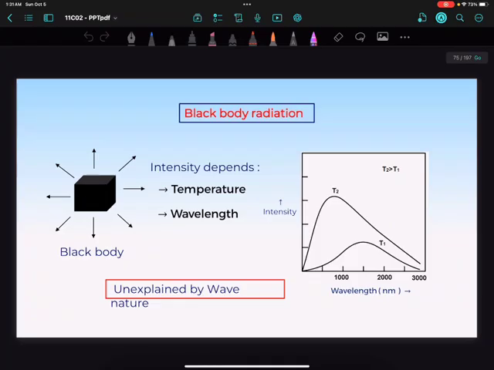Now, in black body radiation, the intensity depends on the temperature and the wavelength. For the graph they have given, which is intensity versus wavelength, T2 and T1 are given. T1, as we can see, has an area smaller than that of T2. So here we can say that the T2 area is greater than T1.